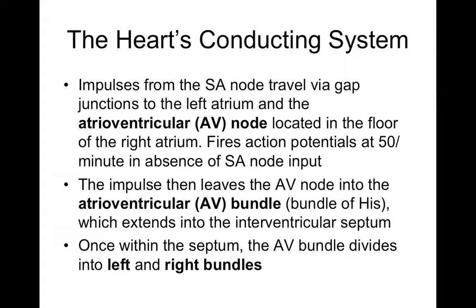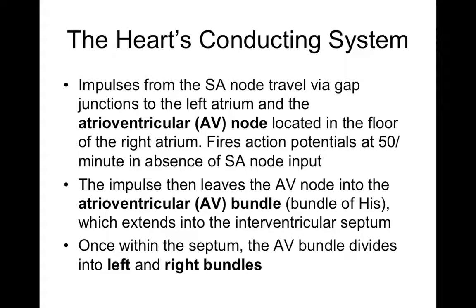So think of the AV bundle as this anatomical bottleneck. It temporarily slows down the action potential propagation. That way, it allows enough time for the atria to contract before the ventricles start contracting. The AV bundle, or bundle of His, is found right at the superior part of the interventricular septum. It divides into the right and left bundle branches. The right bundle branch goes to the right ventricle. The left bundle branch goes to the left ventricle.